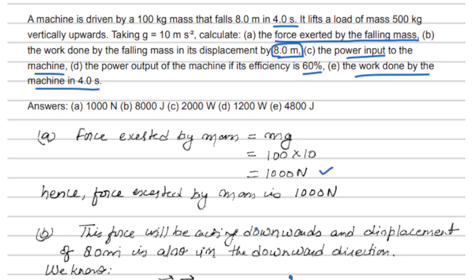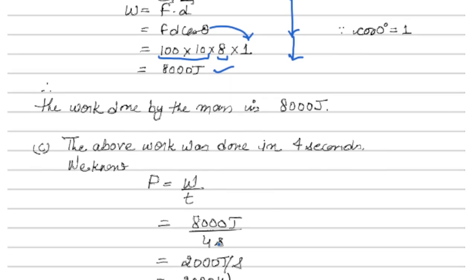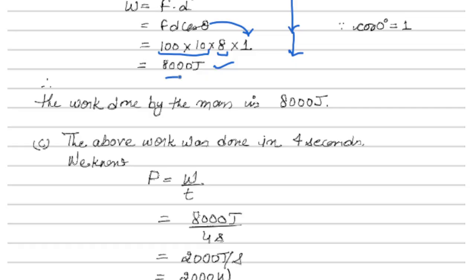So we need to get power. Power is always on a per second basis, so we'll apply that formula. 8,000 joules of work is being done in 4 seconds, so we will just divide by that. Then we will get 2000 watts.